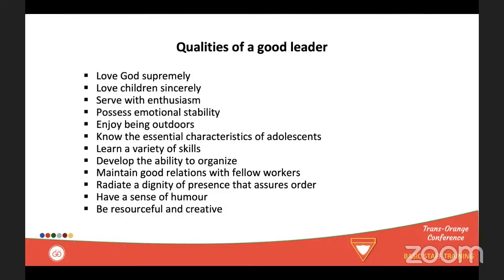Learn a variety of skills. Children can easily get bored if you don't use a variety of skills in working with them. So learn a variety of skills in order to keep them captivated, in order to make Pathfinding and Adventuring an interesting club. A Pathfinder and Adventurer club must be very interesting. It mustn't be boring, because if it's boring, you also lose them. So make sure that you learn a variety of skills and make their Pathfinding days and their Adventuring days more interesting.